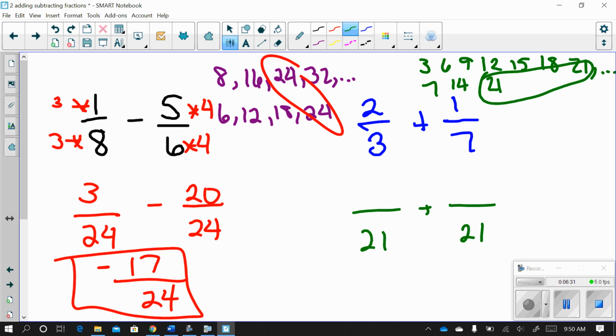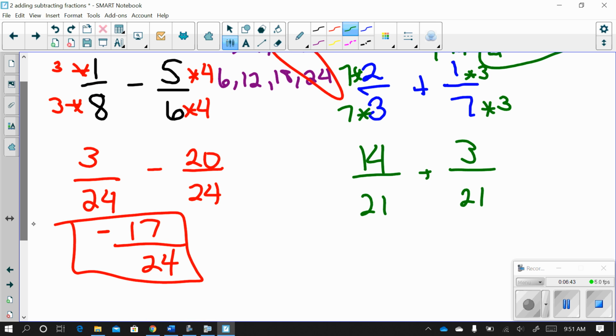How do I get from 3 to 21? Times 7. So it becomes 14 over 21. How do I get from 7 to 21? Times 3. So it becomes 3 over 21. 14 plus 3, 17 over 21.